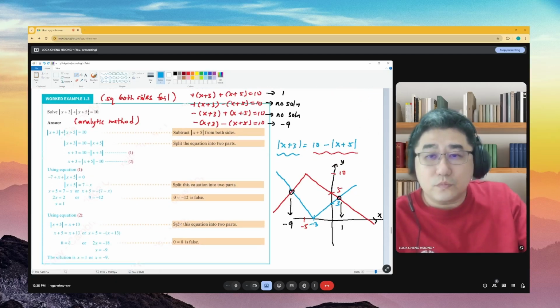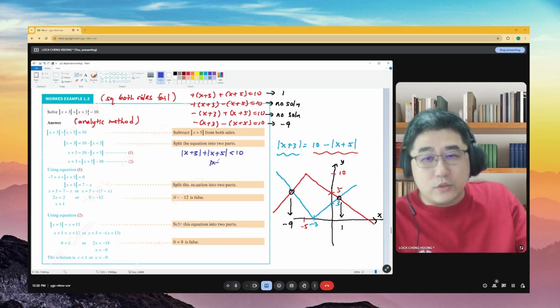Same goes for these questions. If, let's say, I have the inequality modulus of x plus 3, plus modulus of x plus 5, is lesser than 10. So obviously this one is not obvious, so I move it over. So I have modulus of x plus 3 lesser than 10 minus modulus of x plus 5.